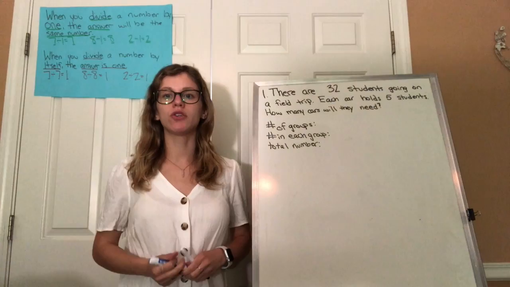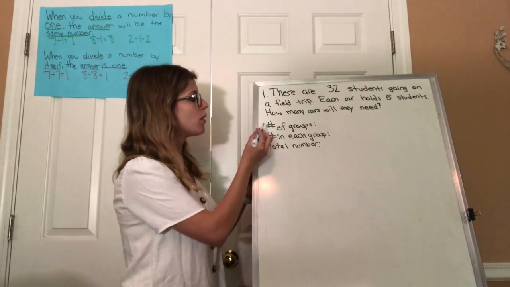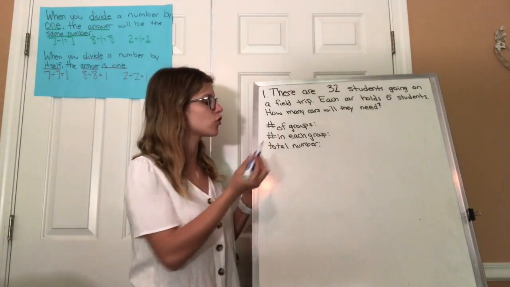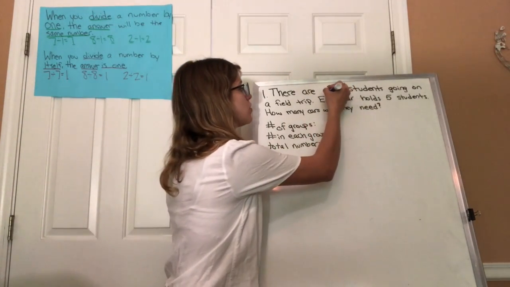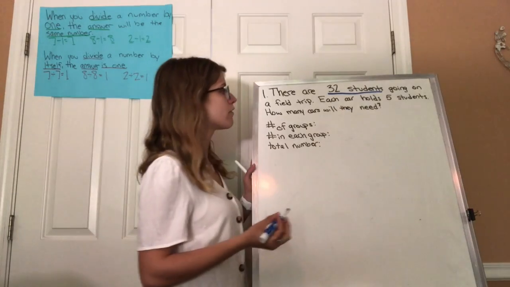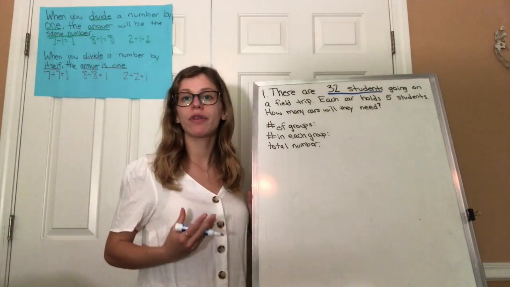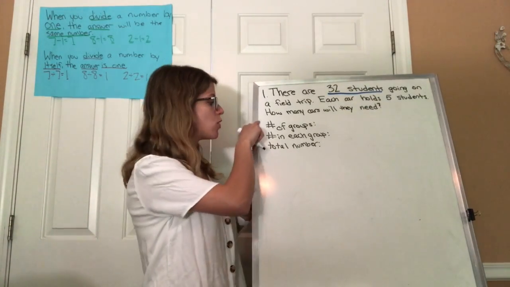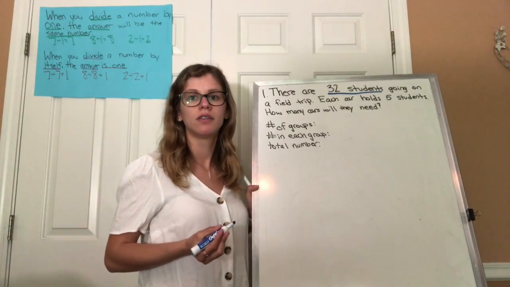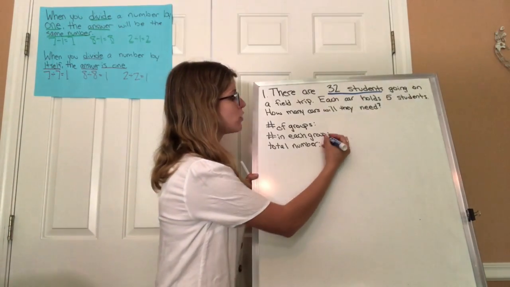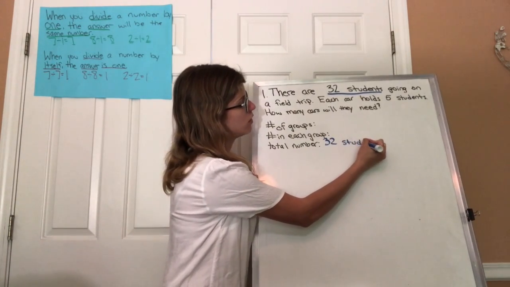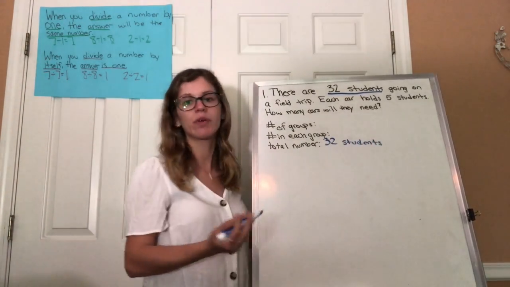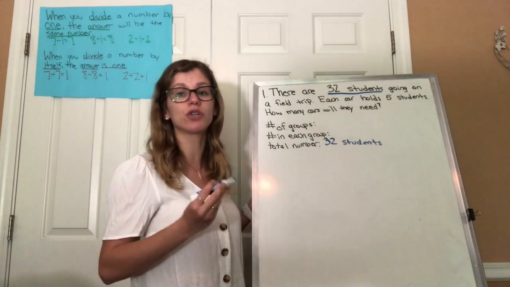The way that I would take notes for this problem is that I would figure out the number of groups, the number in each group, and the total number in this problem. So it says there are 32 students going on a field trip. And where would I put 32 students in my note-taking strategy? I would put that under my total number. There's 32 students total. I'm not getting any more students, but I'm breaking down 32 students into groups.